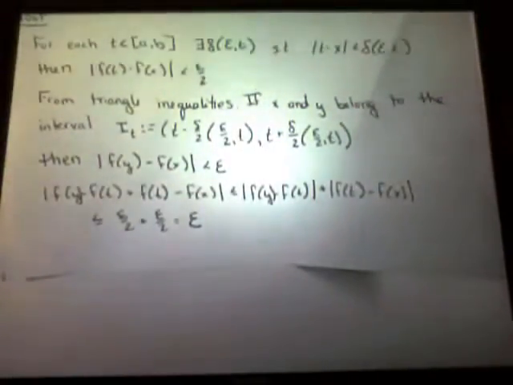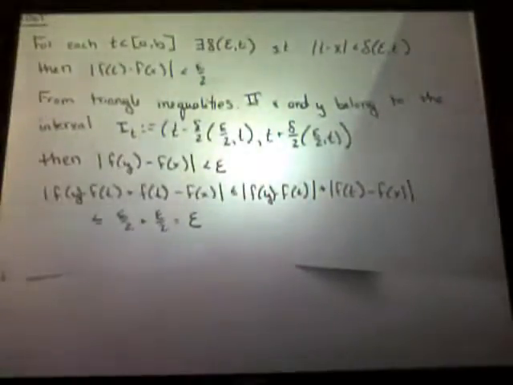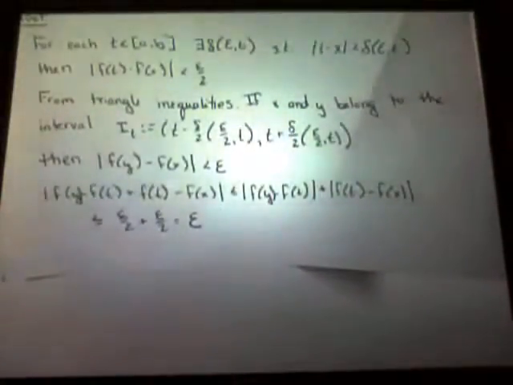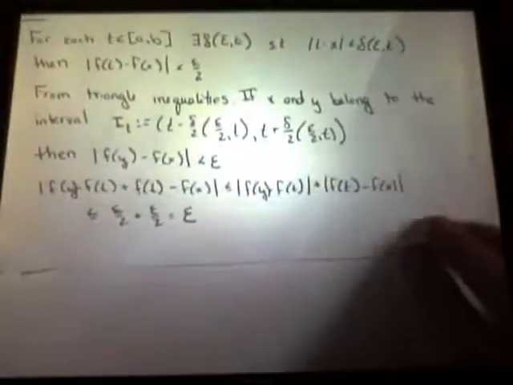So for each t in [a, b], there exists a delta_t such that if |t - x| is less than delta_t, then |f(t) - f(x)| is going to be less than epsilon over 2. So if we do this from the triangle inequality, if x and y belong to the interval I_t, which is (t - delta_t/2, t + delta_t/2), then we're going to have |f(y) - f(x)| less than epsilon, with the same triangle inequality we did before.